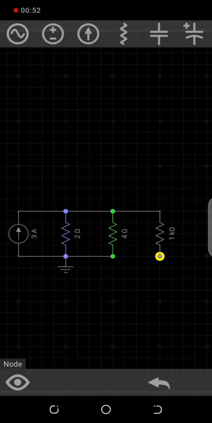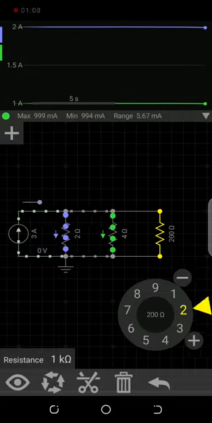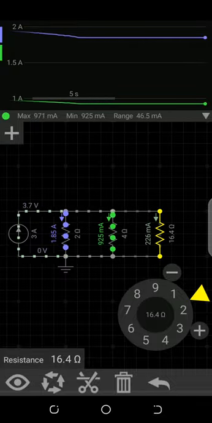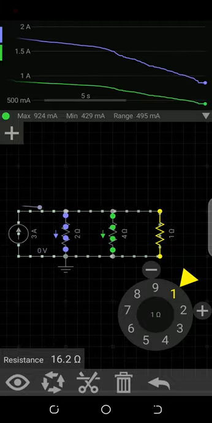Now let us add another resistor. Mind you, the resistor is 1 kilo ohm. No current is flowing there because it is a high value resistor. Now let us reduce the value. As we can see, current is flowing smoothly.